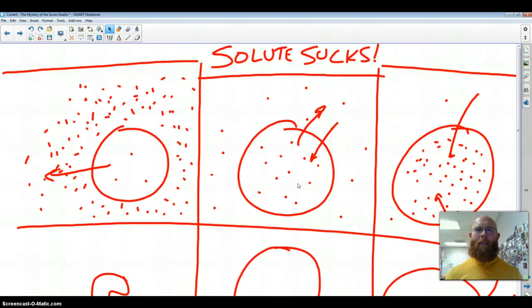Hey guys, let's talk about osmosis real quick. First of all, osmosis is just the movement or diffusion of water from where there's a lot of water to where there's not much water. As you can see in these diagrams right here, it's kind of flip-flop backwards.